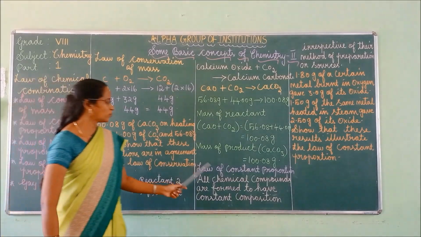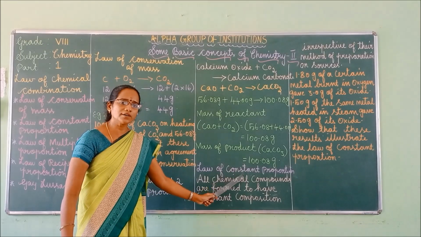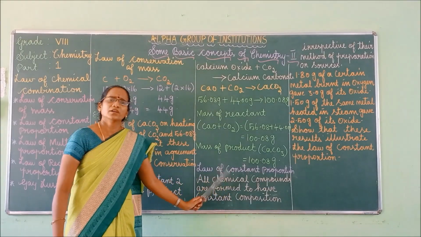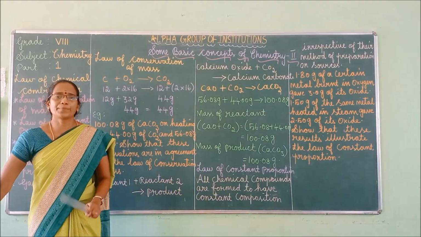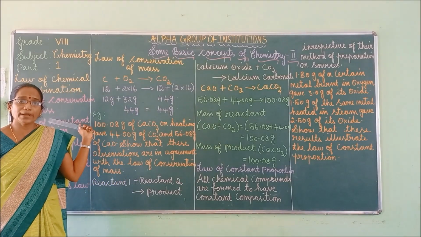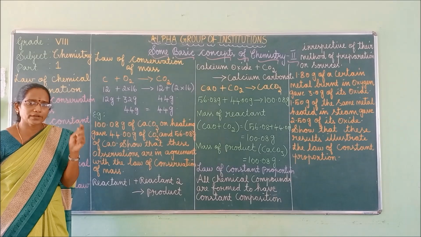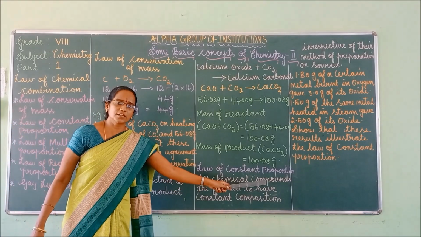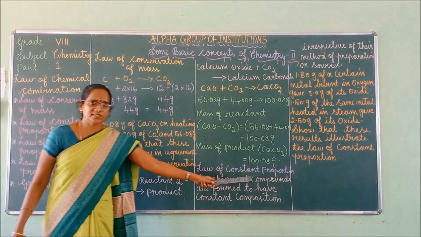Good. So next we can move to the law of constant proportion. This law is given by Proust. Okay. The law of conservation of mass is given by Lavoisier. It's a very important one-mark question. The law of constant proportion is given by Proust.